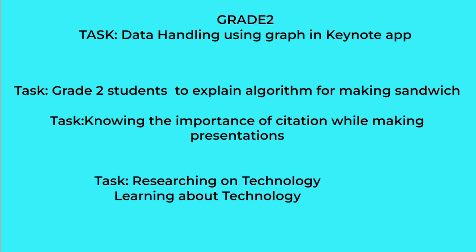Then we can go for programming, and knowing the importance of citation here itself, we should make them understand that whenever we get something from Google, we have to cite it. Our academic honesty should be learned from grade 2 itself. Grade 2, grade 3, grade 4, grade 5, we have to make them understand while making presentations or while researching.